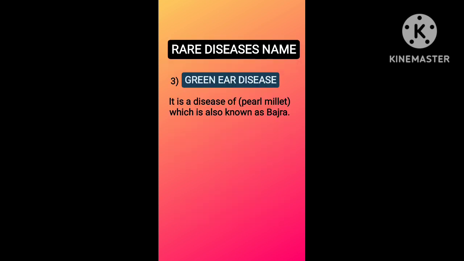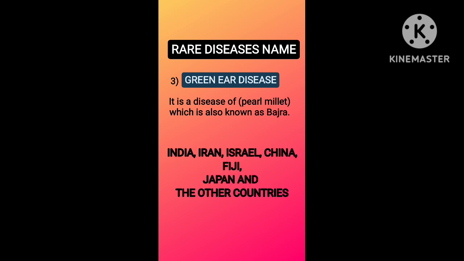Now, after Tikka disease, the next one is green ear disease. It is a disease of pearl millet, which is also known as bajra. The green ear disease of bajra is a common disease and has been reported from several countries including India, Iran, Israel, China, Fiji, Japan, and the countries wherever the bajra crop is grown.